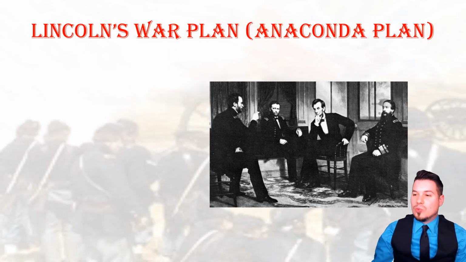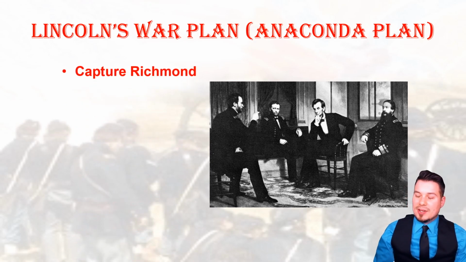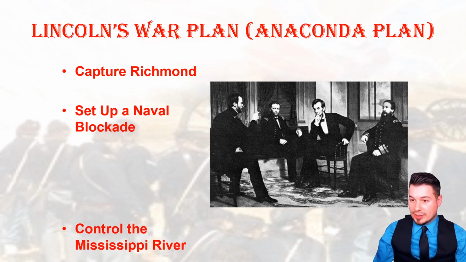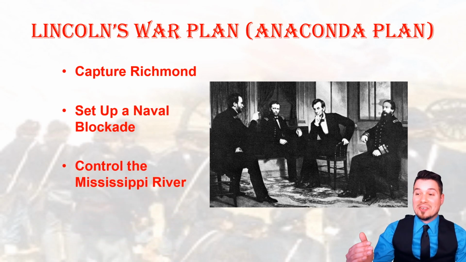All right, so Lincoln's war plan was pretty simple, and it's also known as the Anaconda plan. Just like an anaconda, he's going to go ahead and surround the South. Again, he's going to capture Richmond, the capital, and he's going to set up a naval blockade. That naval blockade is going to go along the East Coast, and it's going to literally stop any ship going in and out of the Confederacy.